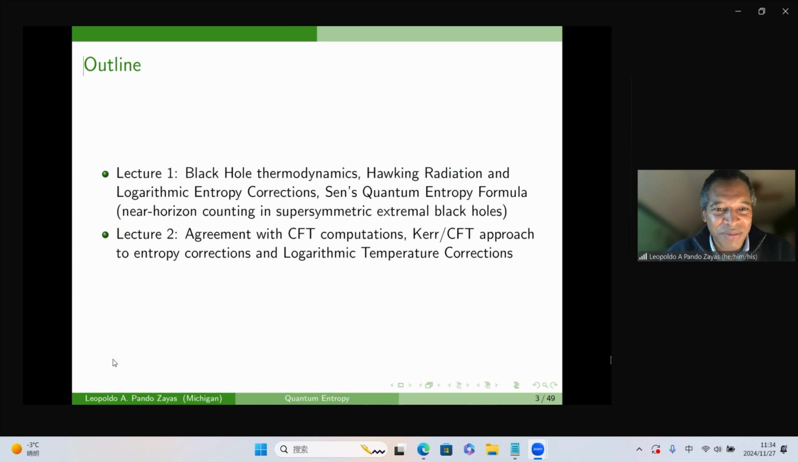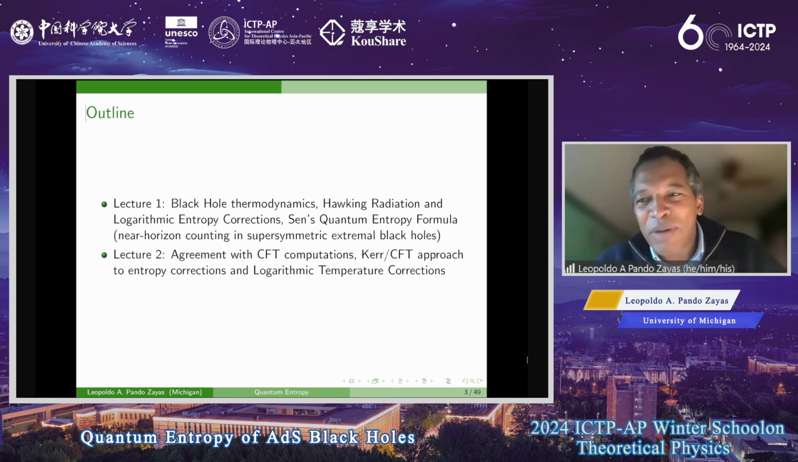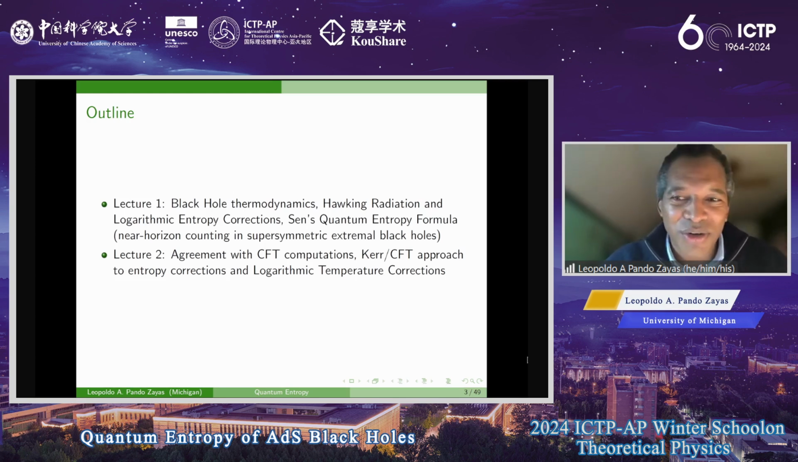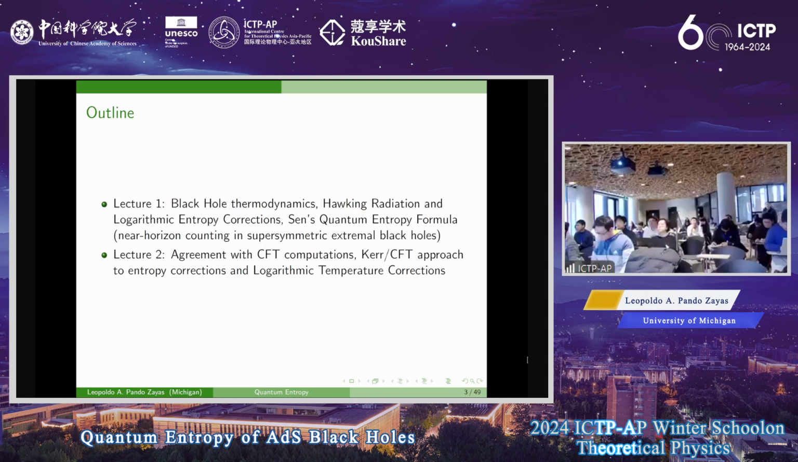And tomorrow, in my second lecture, I plan to convince you that our computations on gravity precisely match the computations on the field theory. This is, again, in the context of AdS-CFT. And I will describe that directly in field theory using a conventional technique, which is called Kerr-CFT.